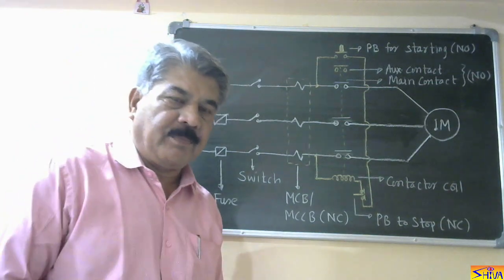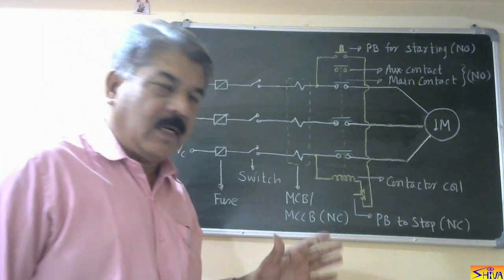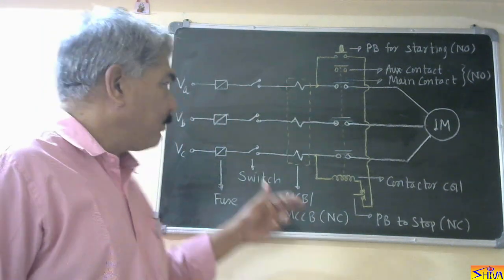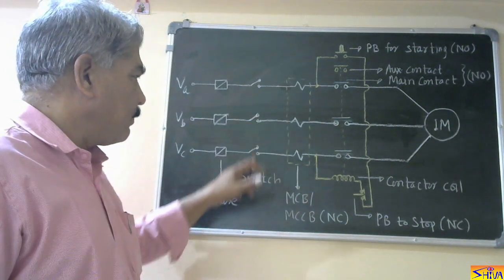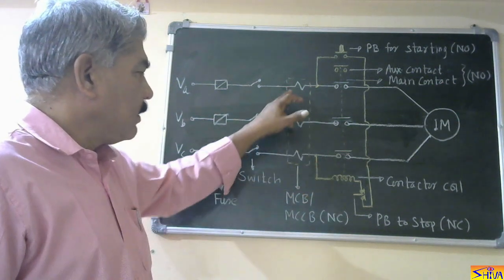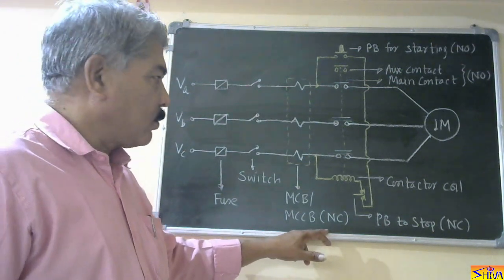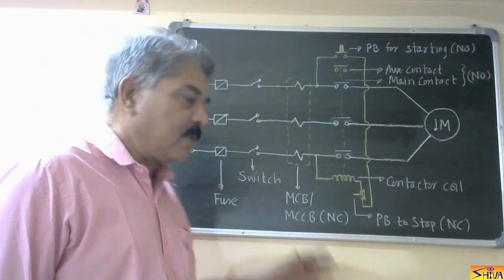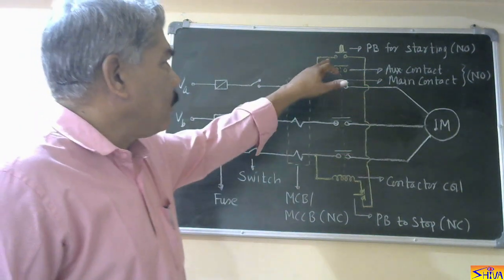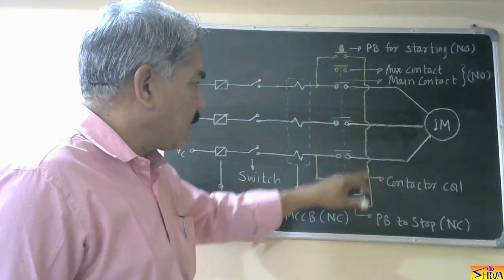Now let us see how it works. When we want to connect the motor or start the motor, first we close this switch. So when this switch is closed, supply will reach up to this point. This is the MCB or MCCB, which has a normally closed contact. So when we want to start the motor, first we have to close the switch, then we have to just press this push button. When we press this push button, this control circuit will be energized.